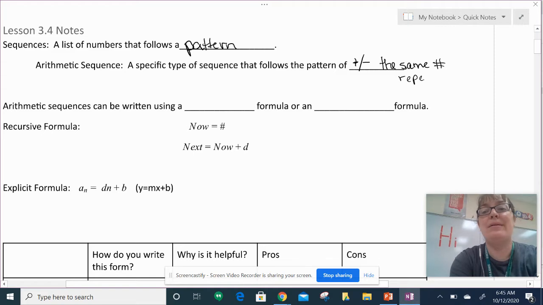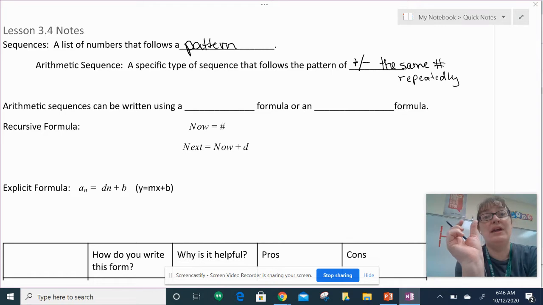So we're not talking about adding 2, then subtracting 6, and then adding 2 and subtracting 6. That is a pattern, and it follows a sequence, but it's not the type of sequence we're looking for today. We're looking specifically for one that adds 2, adds 2, adds 2, or subtracts 7, subtracts 7, subtracts 7. Once we've found an arithmetic sequence, it can be written using two different formulas, or two different equations. We're going to look at both of those today and look at why we would use one over the other, or how one is more useful than the other.